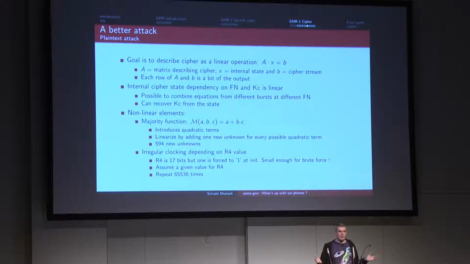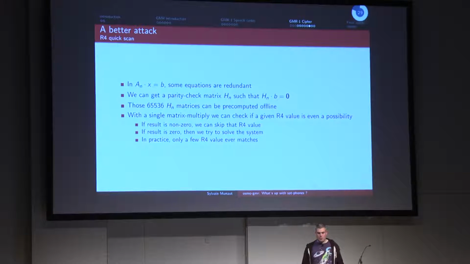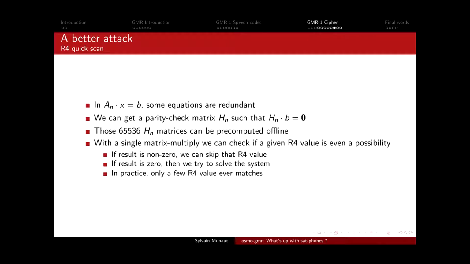And if you find a KC, well, then maybe it's the right one. You just repeat that 65,000 times, and most of the time, if your guess about R4 isn't correct, the system will end up being inconsistent, and you won't actually have any solution. But this still requires solving 65,000 systems, which is fast, but not that fast. So there is actually a trick that we can apply to do better guesses.